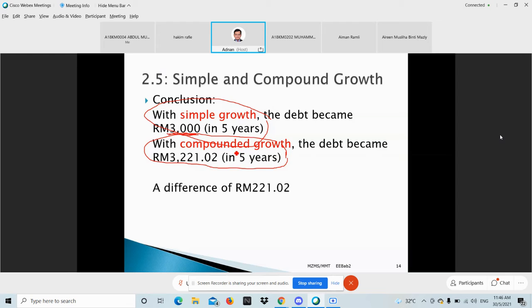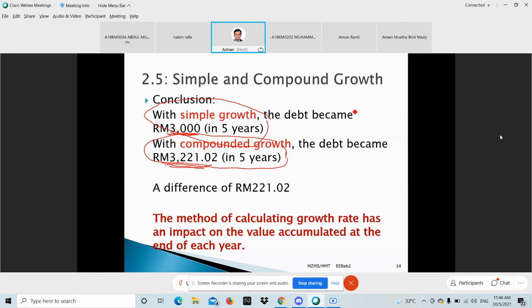Okay, especially dalam compounding ni. Orang yang berhutang biasanya dia tak ada wang, dia berhutang untuk keperluan mungkin kehidupan dia adalah dia miskin, kita dendakan dia lagi atas itu yang menjadi hukumnya yang tak halal tu. Okay, orang miskin terus ditindas. Okay, the method of calculating growth rate has an impact on the value accumulated at the end of year. Okay, method sama ada simple growth atau compounded growth. So dia memberi kesan kepada nilai di akhir tempoh.